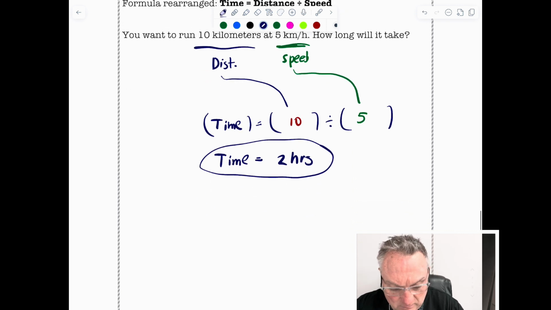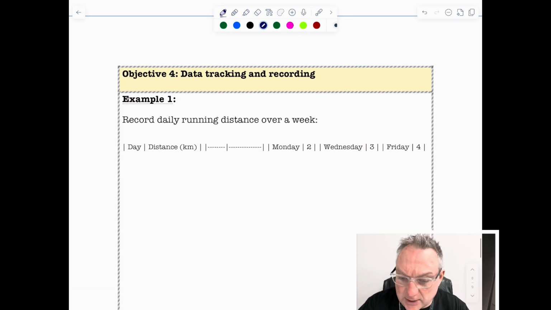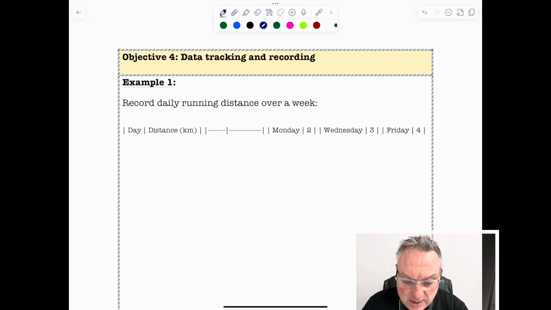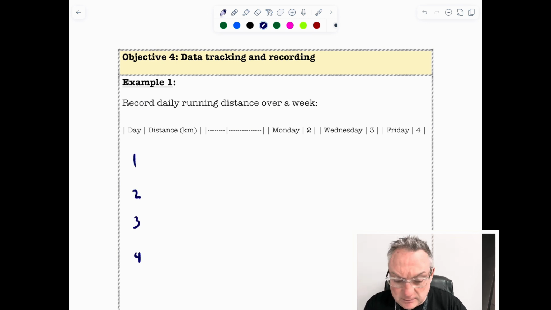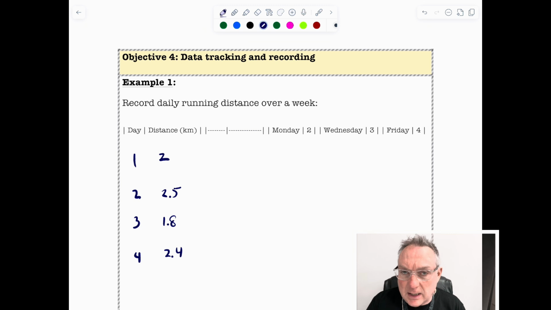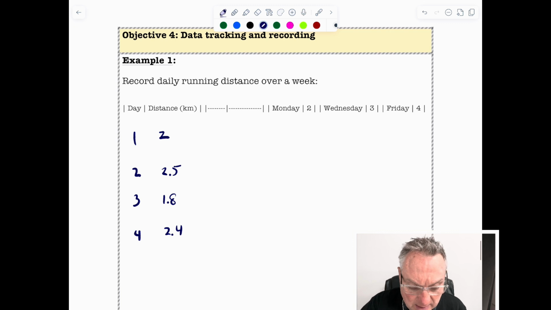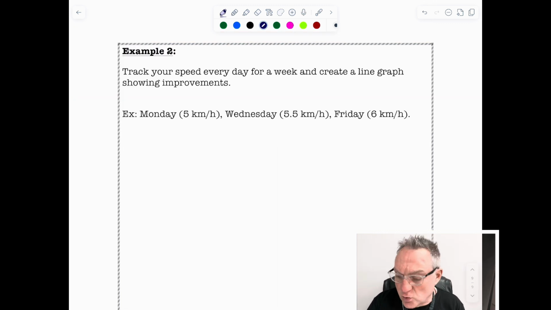Okay, and so data tracking. Recorded daily running distance over a week. So I could just do day 1, 2, 3, 4, and say for the first day I did 2 kilometers, day 2 I did 2.5, day 3 1.8, day 4 2.4. And again, I'm going to put a resource in here, a spreadsheet that will do this for you if you don't want to do it by hand. But then what we're going to do lastly is display that. We're going to do that with a visual line graph.